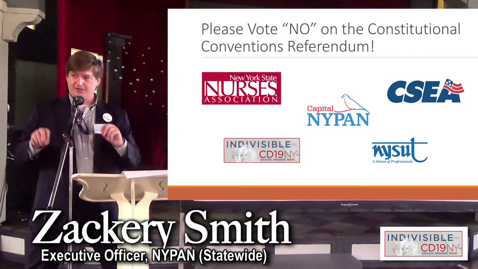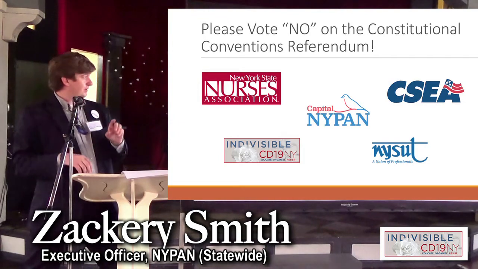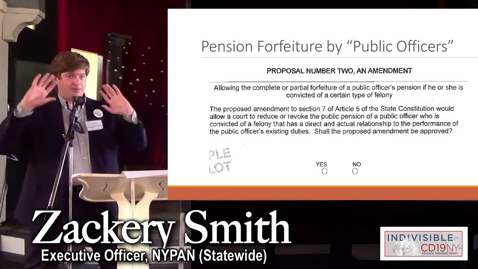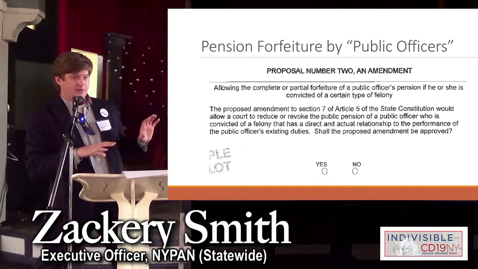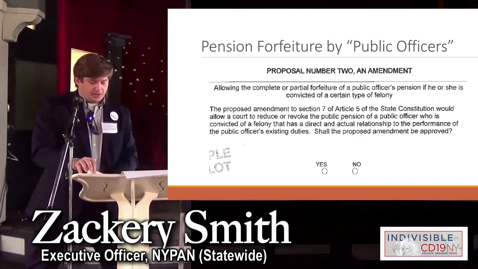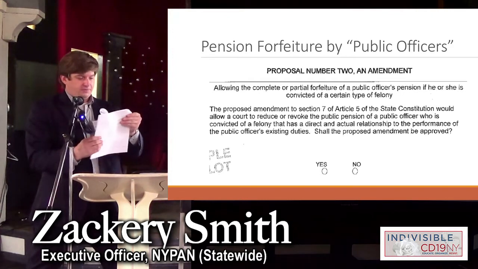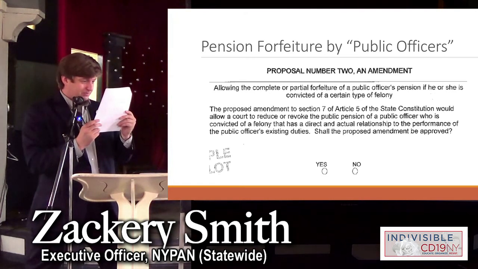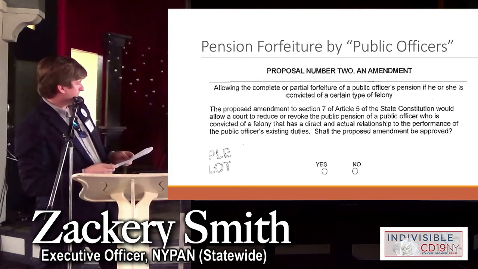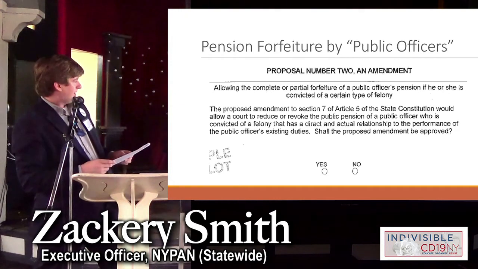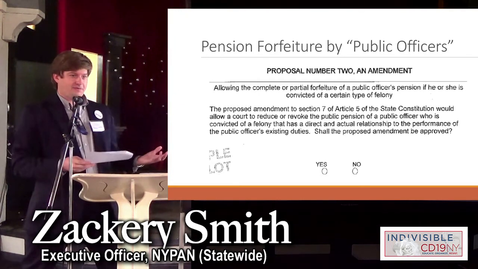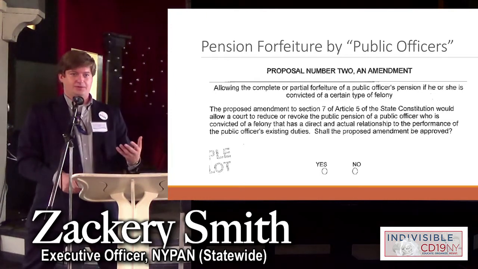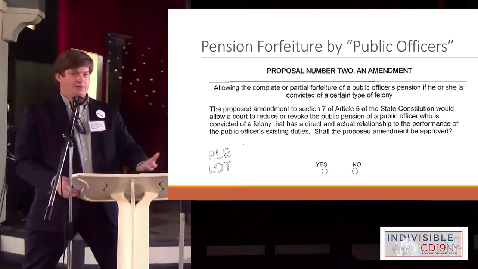I'm going to go over very briefly the other two amendments on the ballot. So, next slide. This is just a blow-up of your ballot. This is exactly what will appear on your ballot in Columbia County. This is an amendment on pension forfeiture by public officers, allowing the complete or partial forfeiture of public officer pensions if he or she is convicted of a certain type of felony. It's pretty self-explanatory. If you're convicted of a felony related to doing your job as a public officer, then the judge can decide to take away your pension, right?